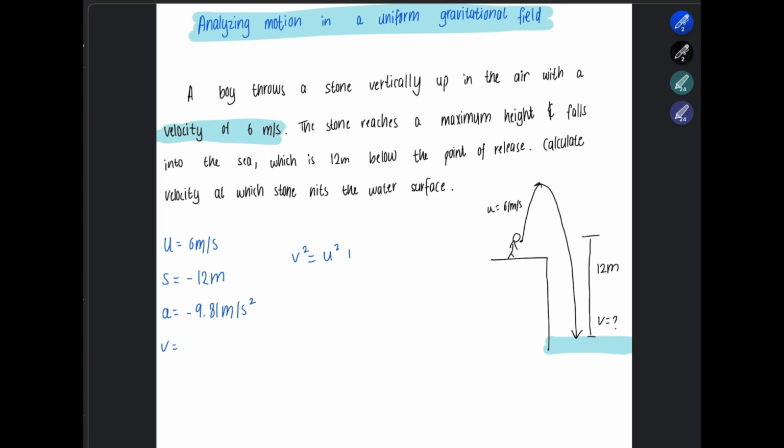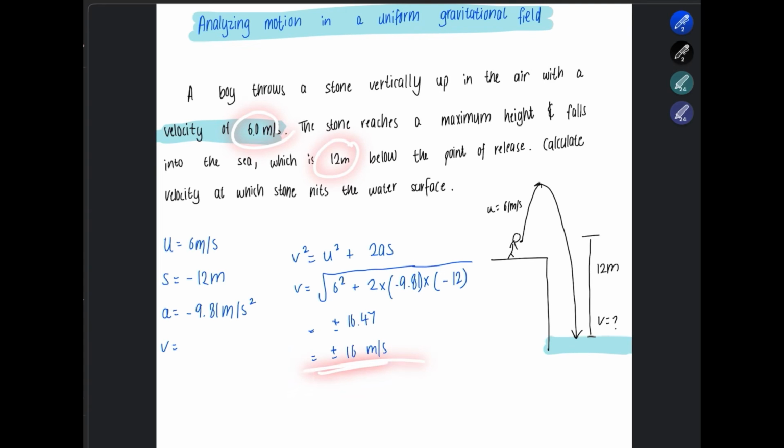v square equals u square plus 2as. Let's make v the subject. v equals the square root of u square, 6 square, plus 2 multiplied by negative 9.81 multiplied by the displacement, which is negative 12. The answer is going to be plus minus. Why plus minus? Because we have a square root. 16.47. These quantities were given in two significant figures, so the answer is 16 meter per second.